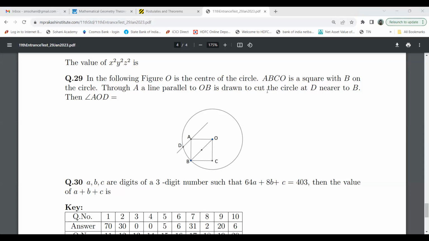Sir, where to practice this type of question? Where to practice, we'll come to that later on. These kinds of questions are not available in the market.